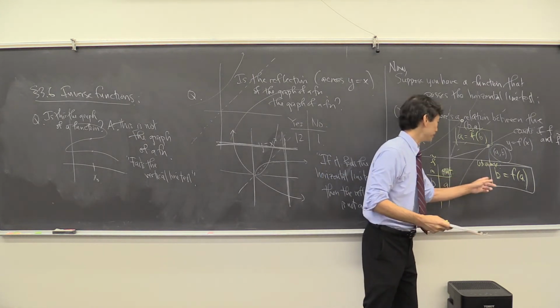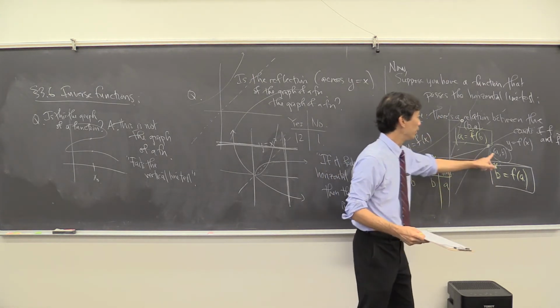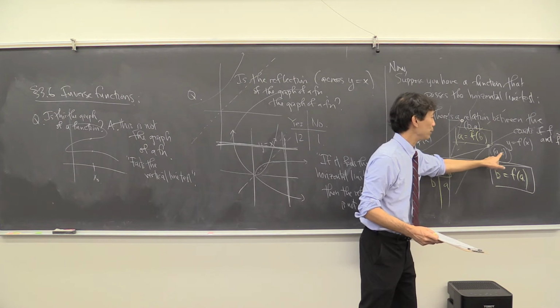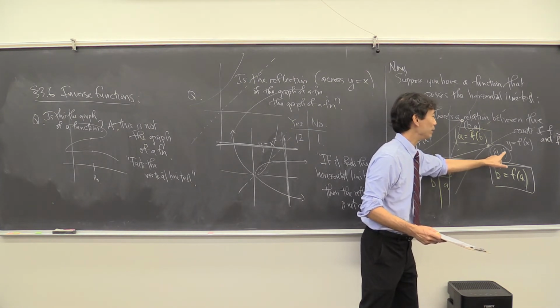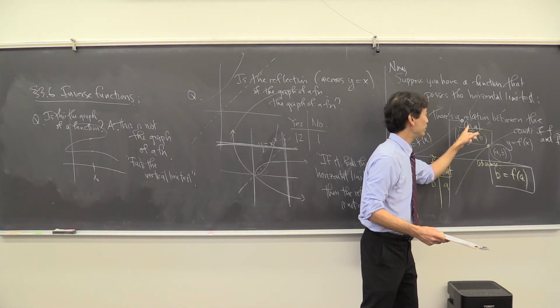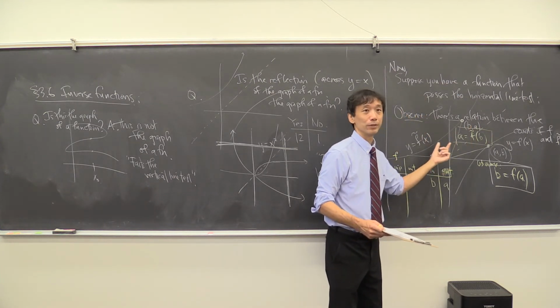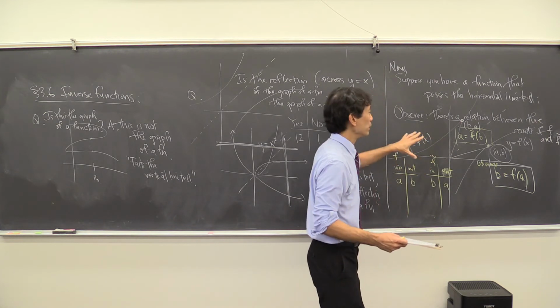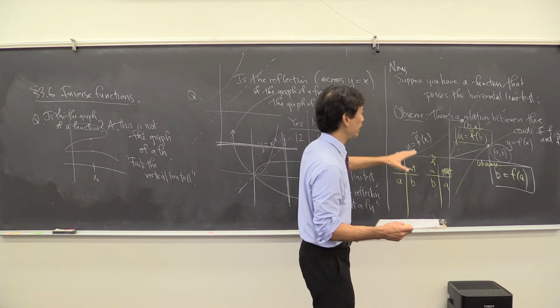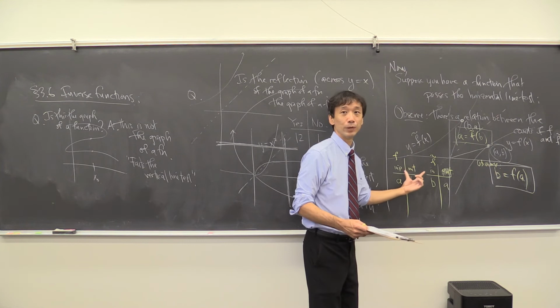That means that f maps 5 to 2, and f tilde maps 2 to 5, right? So it undoes whatever f does. So there's a relationship between these two functions, and that is that they reverse each other's behavior.